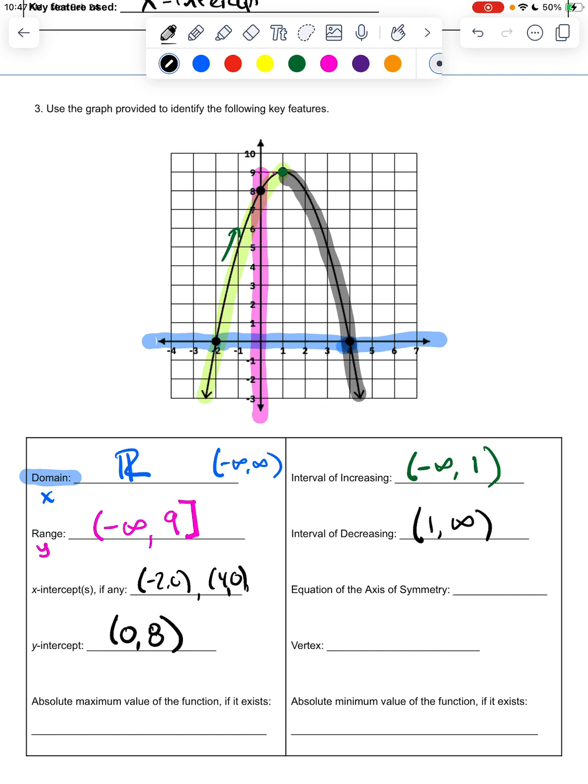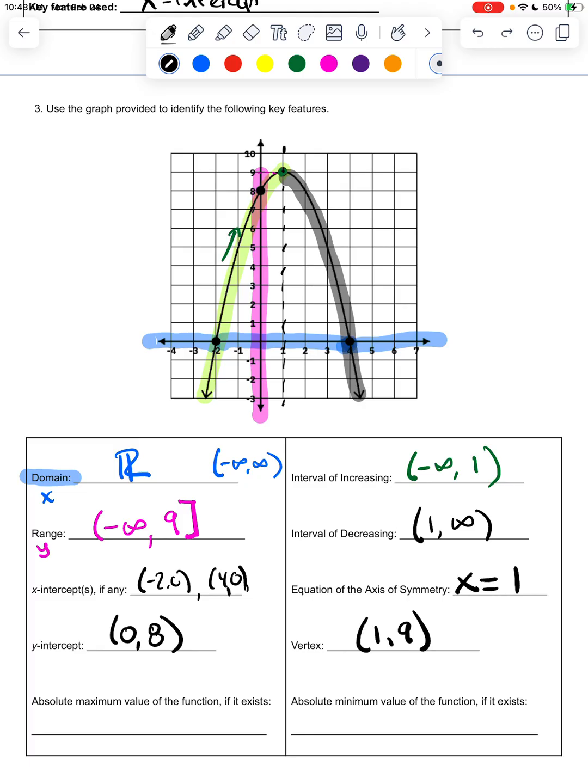Okay. Equation of the axis of symmetry. The axis of symmetry goes right through the vertex. That's a vertical line, so x equals 1. And the vertex is at the point (1, 9). That vertex is the highest point of this graph. So we say the absolute maximum, the highest point anywhere on this graph, is (1, 9).